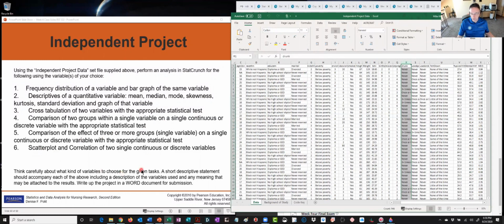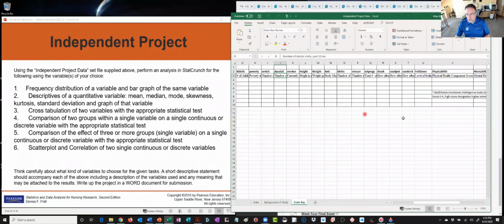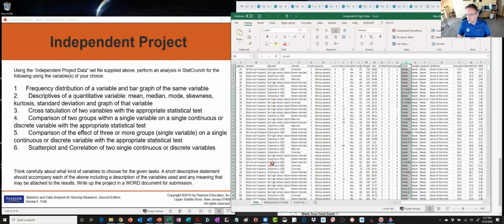Make sure you choose the right variable. So all throughout the class, I've been forcing you to analyze data. I know it's been horrible. But now pick something in here you're interested in. You know, look at poverty, education, doctor visits, ethnicity. There's cocaine use, marijuana use. There's physical health scores. There's the MES score, which is the multi-factor emotional intelligence score. So pick something of interest to you.